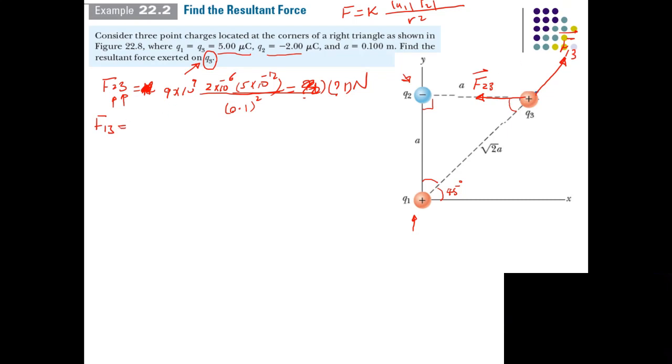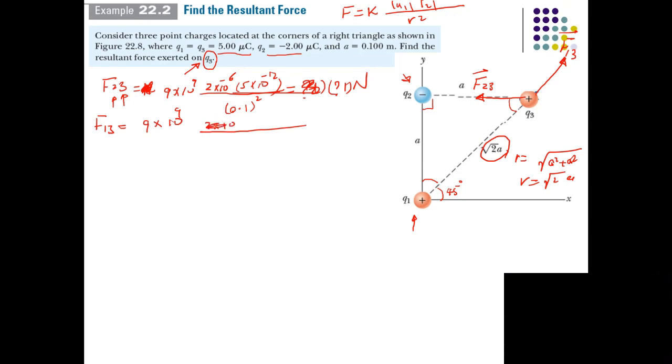Now, in order to know F13, we need to know the distance between Q1 and Q3. Well, the question did not give us this, but we know A, and we know this is simply R. So R is equal to the square root of A squared plus A squared, so R is equal to square root of 2 times A. That's how we got it, right? Okay, so it's going to be equal to 9 times 10 to the power 9.